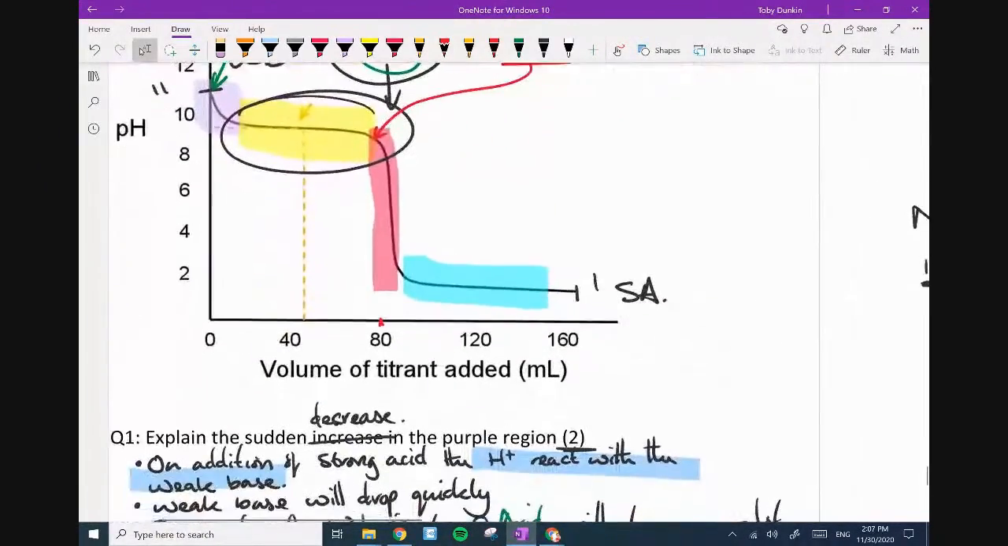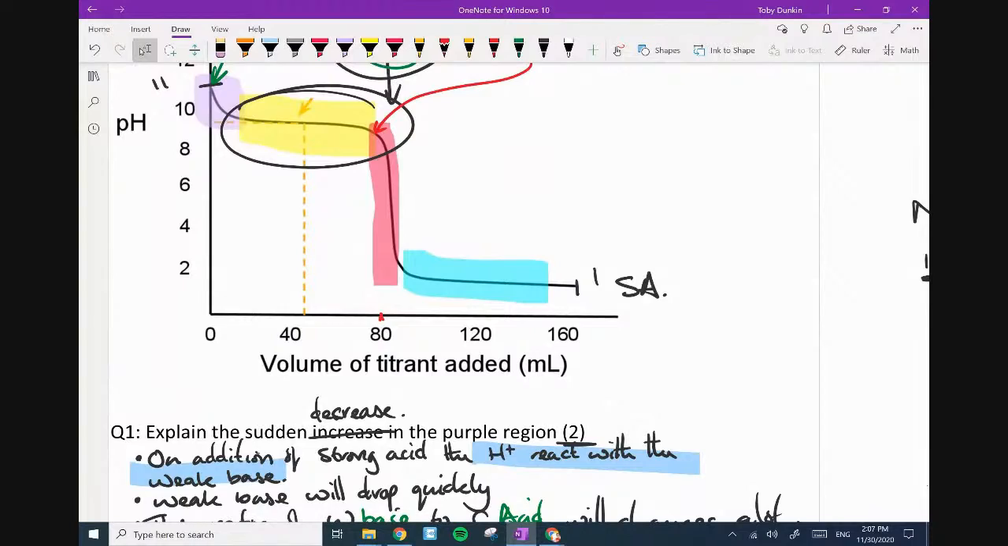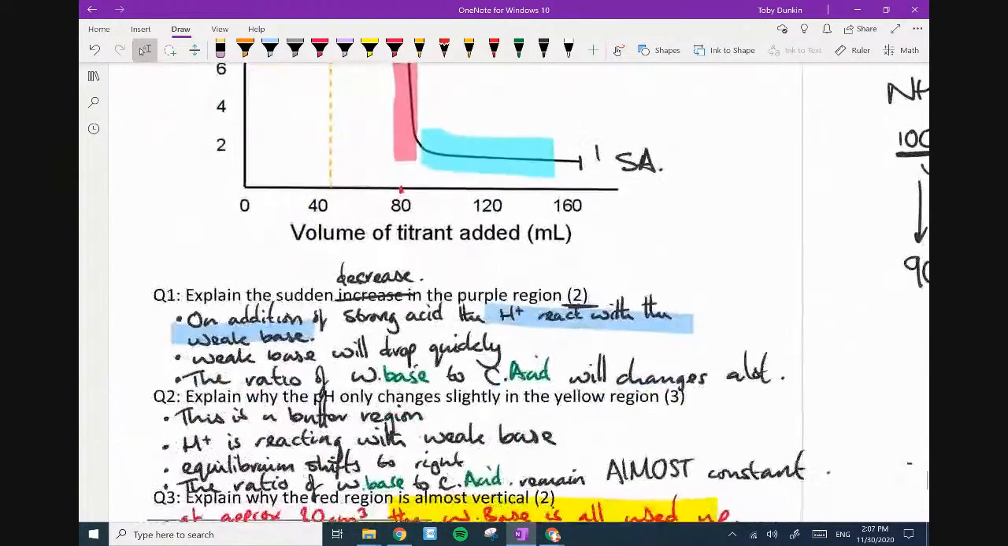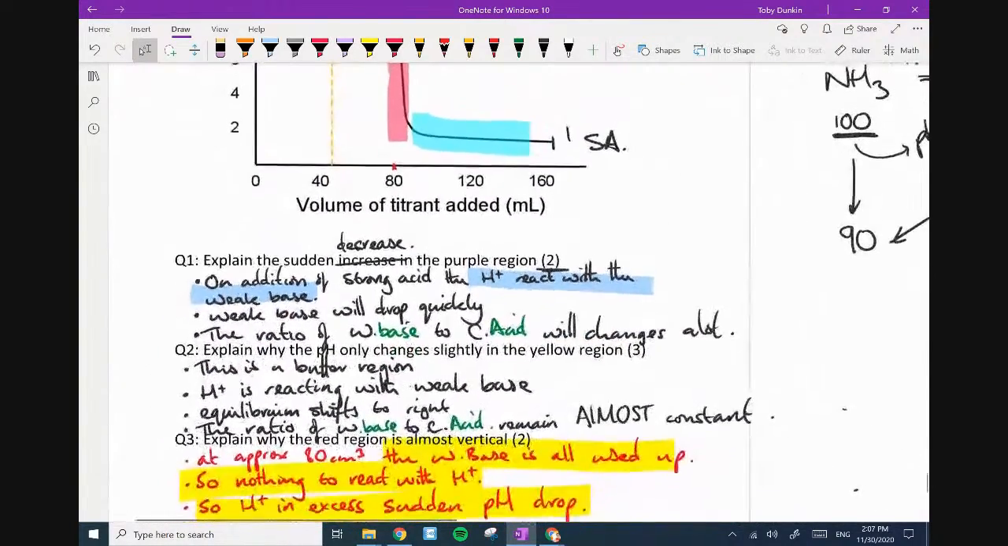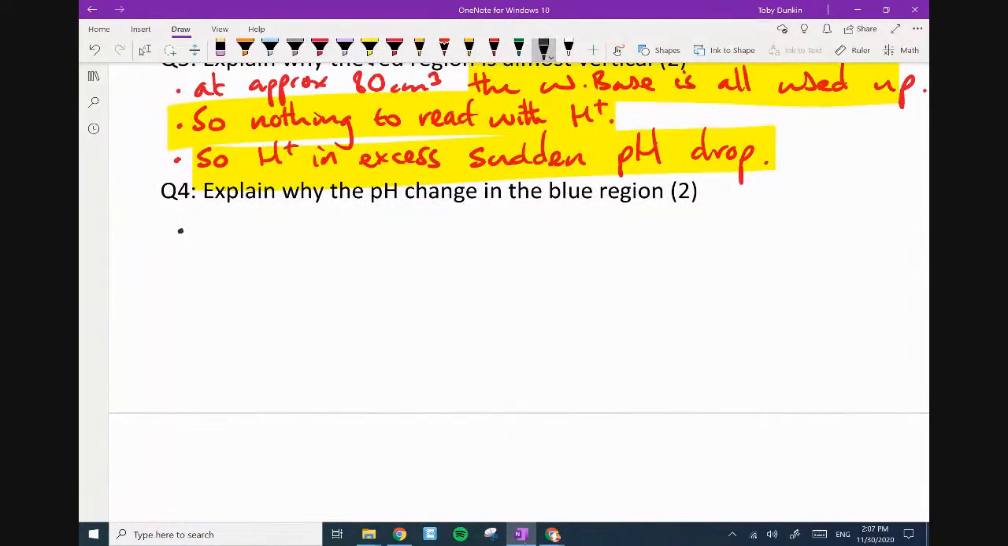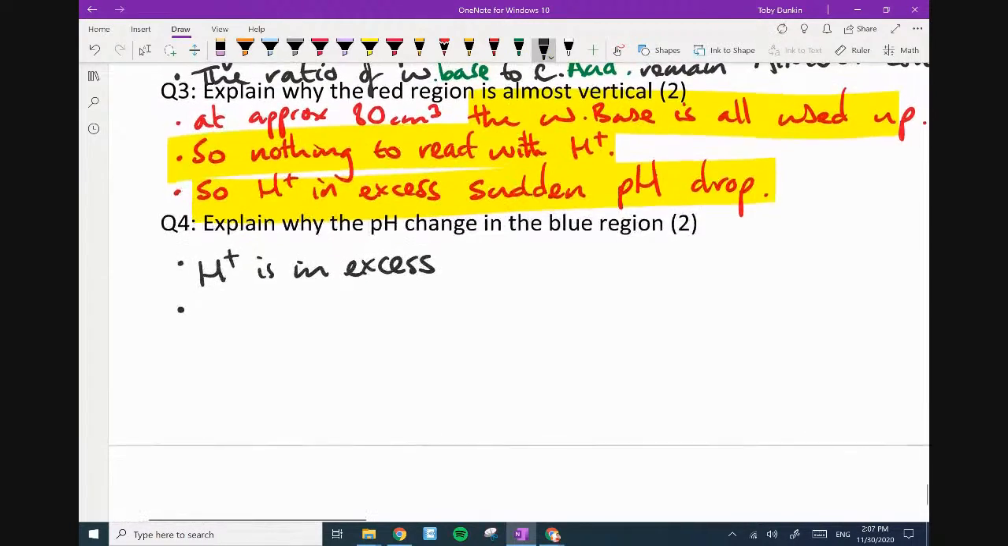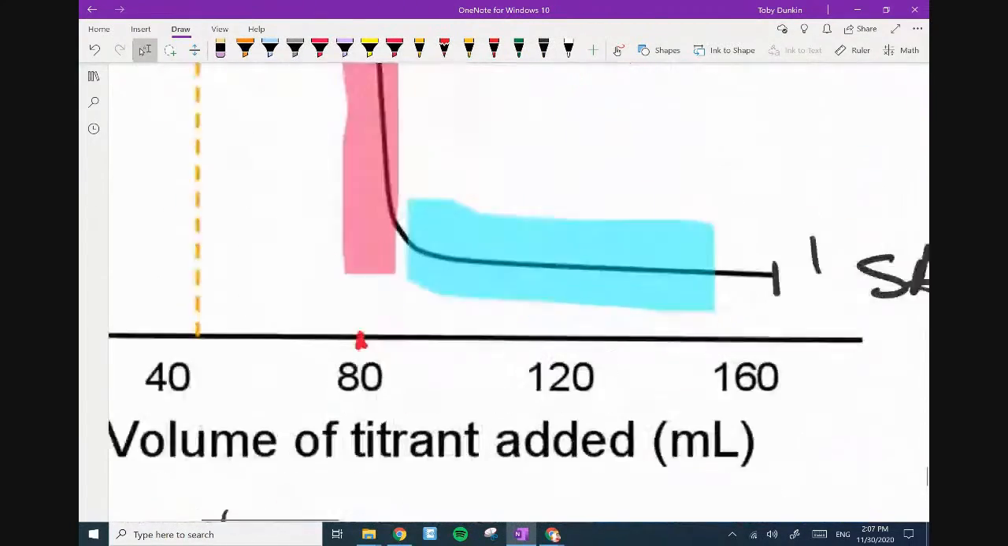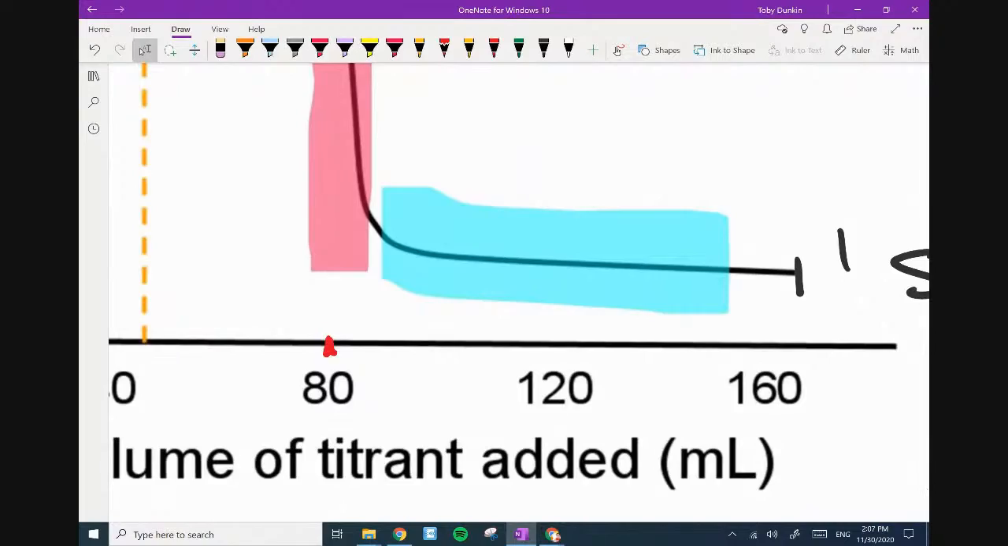Right. So why does that level out? We get this sudden drop of pH as we get down to pH 1, and then it seems to level out again. It's only 2 marks again. So we're going to say H plus is in excess, probably 1 mark. And then, hang on a minute. Why does it level out again? Because if you keep adding H plus and nothing's there to remove it, why is it not dropping?